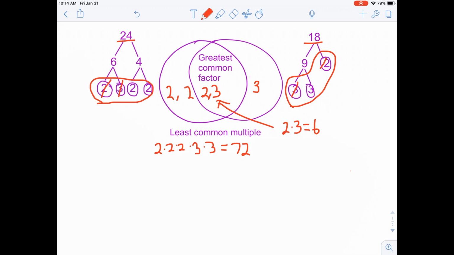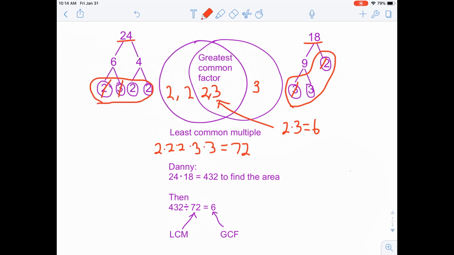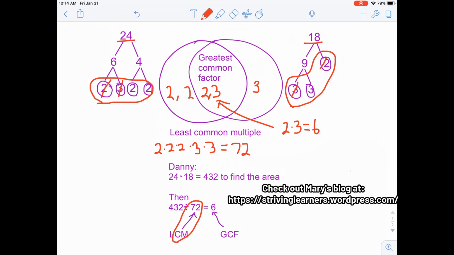Now let's see Danny's brilliance and how that comes into play with this. If we take a look at what Danny has done, Danny took the area, which is 432. He found it by multiplying 24 times 18. Then Danny took that area of 432 square feet and divided it by 72, the least common multiple, and that results in a value of 6, which is the greatest common factor between 24 and 18.